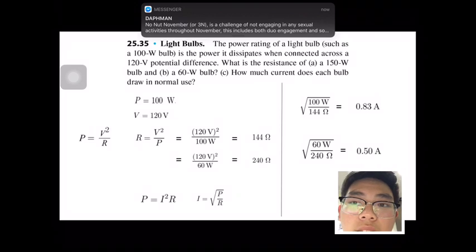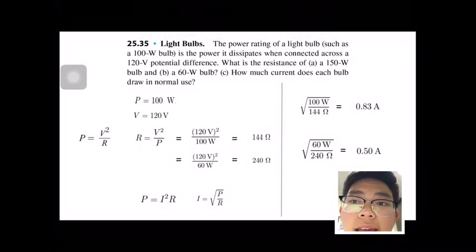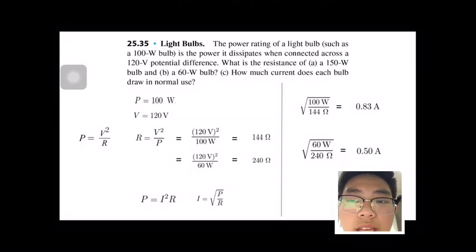So first we find that the power is 100 watts and our potential difference or voltage is 120 volts. As we remember, the equation for power is P is equal to V squared over R. Right now we are trying to find the resistance, so all we need to do is transpose this equation. We put R to the left and move P to the bottom, so we have a final equation of R is equal to V squared over P.